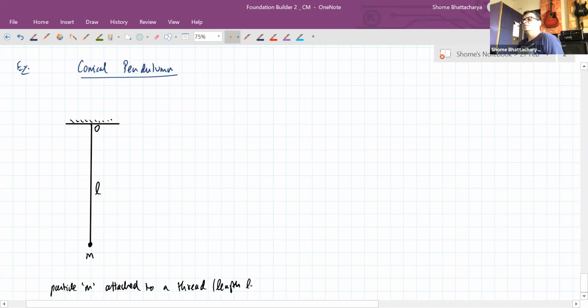Remember, when we say thread here, we assume the standard type of massless and inextensible thread attached at the point O. So we've done conical pendulum last time, is it? Just give me a second.